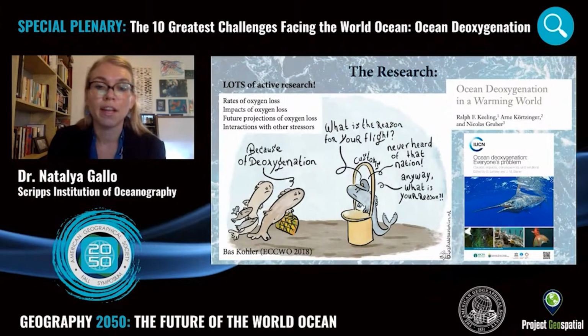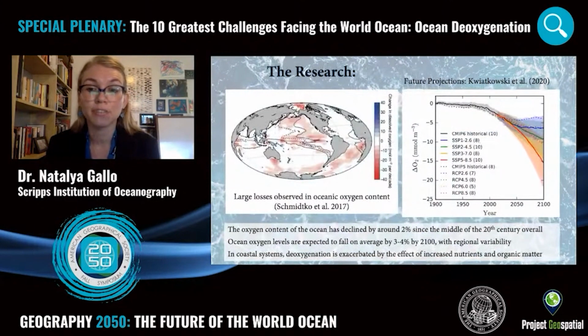Briefly, what we already know is that ocean oxygen loss is a substantial problem. Using long-term measurements of ocean oxygen taken from all around the world, scientists have found that since approximately 1950, the ocean has lost about 2% of its oxygen. In the figure on the left, in red, you can see all of the areas where oxygen loss has occurred, and areas in darker red have experienced larger losses than the global mean. Climate models project more rapid oxygen loss in this century, and by 2100, global oxygen levels are expected to decrease on average by 3 to 4%.